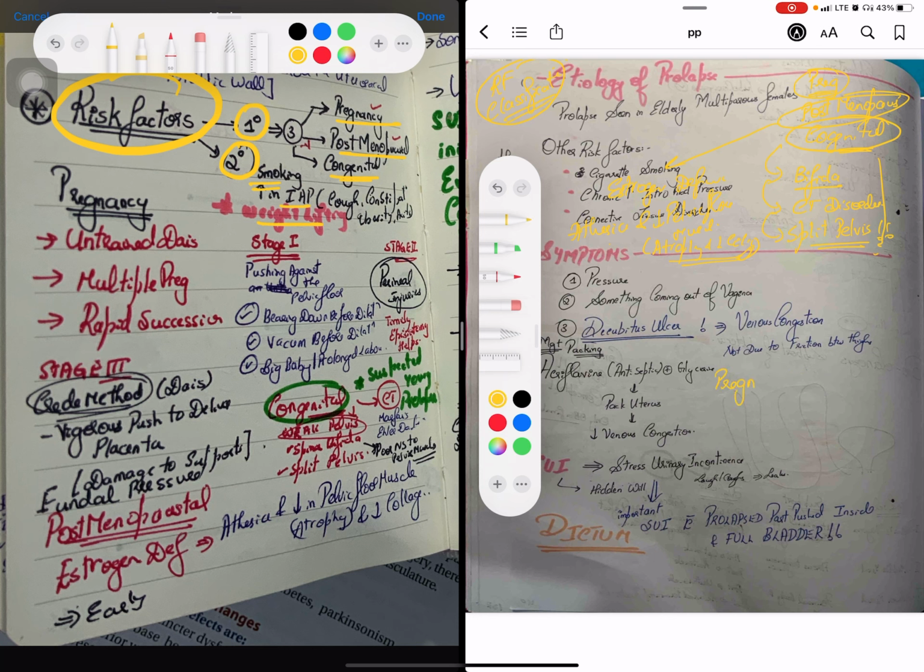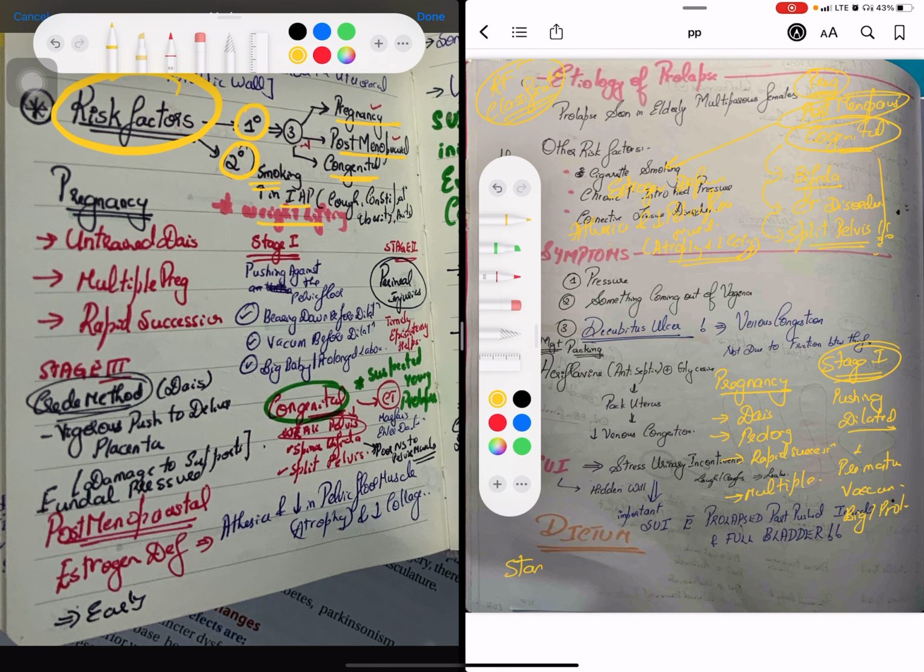Come on. In pregnancy, if it is done by an untrained dai, if it is a prolonged labor, if it is done in rapid succession, and if there are multiple pregnancies, all of these are risk factors for prolapse. Now, in particular stages, let's go with stage 1, when we are pushing against a closed, incompletely dilated cervix. So premature bearing down, vacuum before full dilatation, and a big baby or prolonged labor. These are for stage 1.